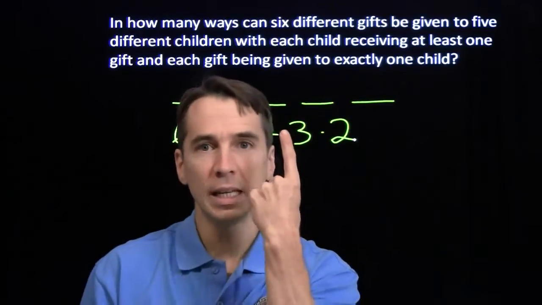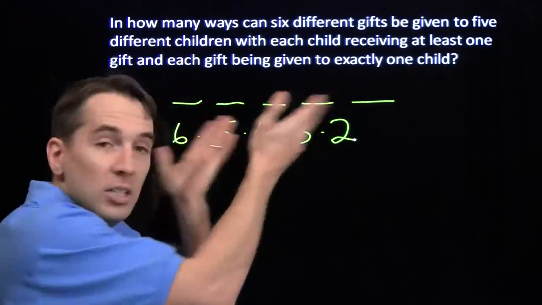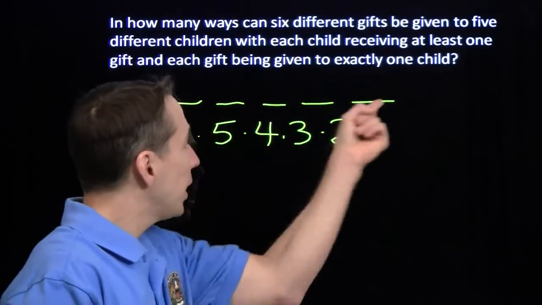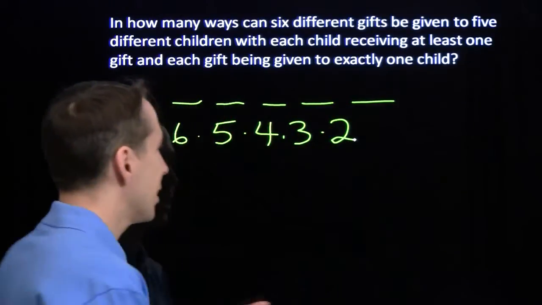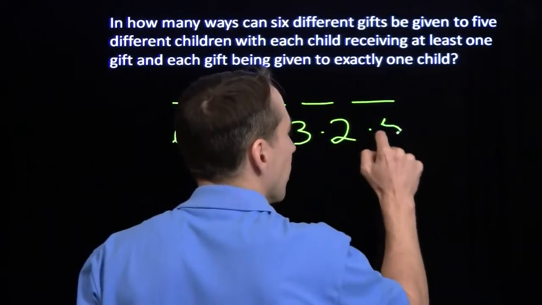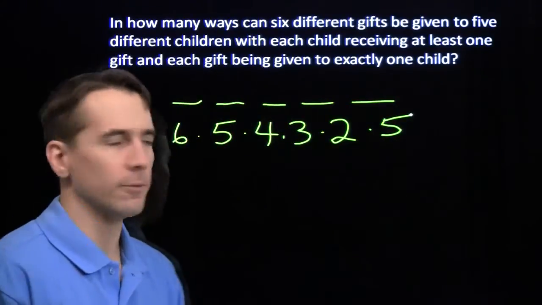Now I've got 1 gift left over. Somebody's going to get 2. I can pick whichever one of these 5 I want to be the lucky kid who gets the second gift. So I have 5 choices here for who gets the second gift.